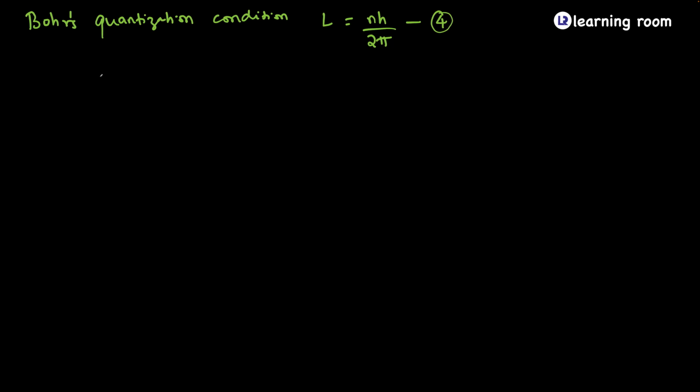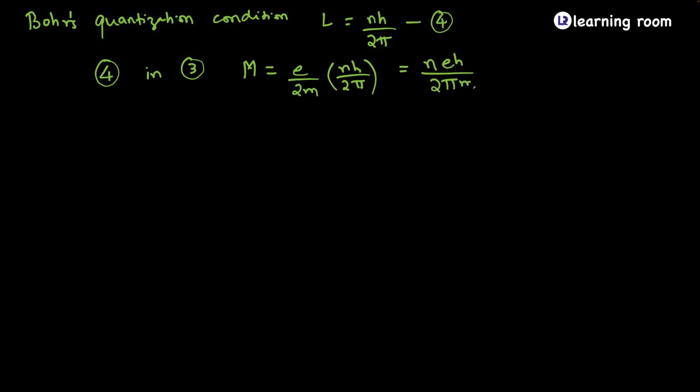Now what I will do is use the fourth expression in the third. When I do that, observe what I'm going to get. So I'll get capital M is equal to E divided by 2m multiplied with, in the place of L, I can write nh divided by 2 pi. Now observe this expression. It is easy for us to calculate all the values. So this is going to be n into Eh divided by 2 pi into m. Make sense? Yeah, 4 pi, I'm sorry. So correction here.